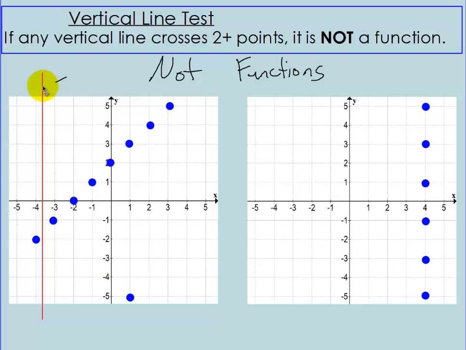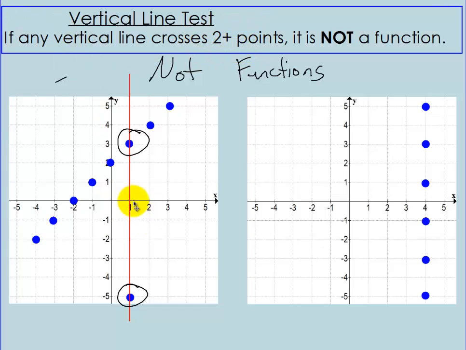So this is okay right here. There's no points. It only crosses once here, here, and here. And it keeps only crossing once. But when you get to this point, it is crossing at 2 different points. It's crossing right here and right here. Since it's crossing 2 points where x equals 1, this is not a function.